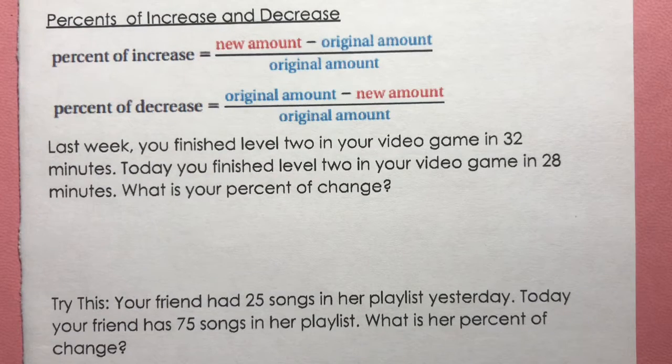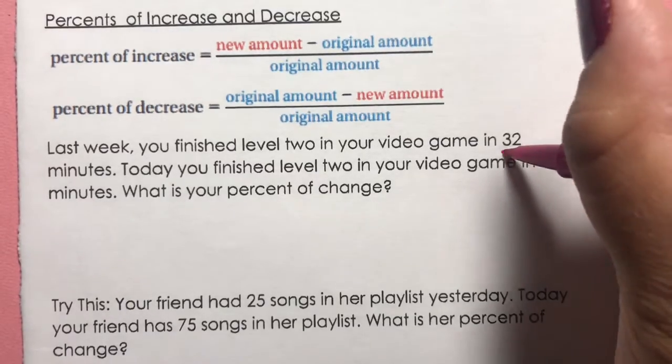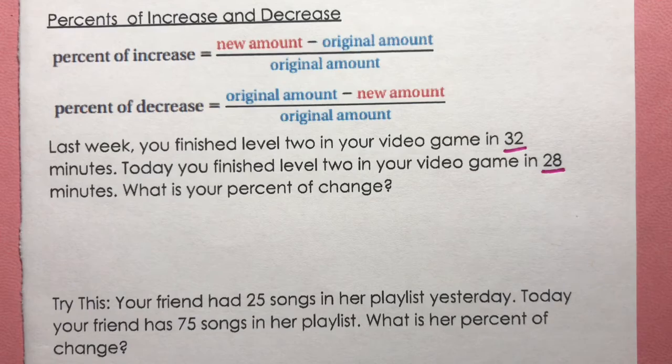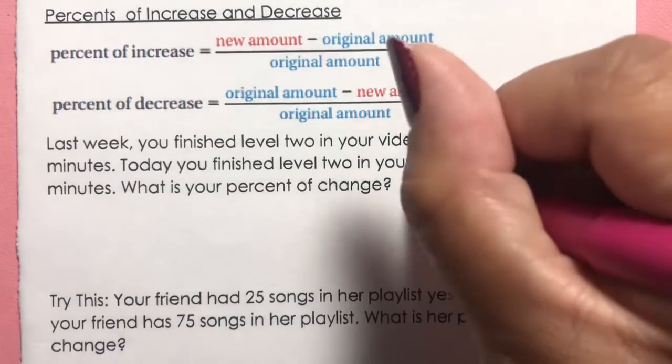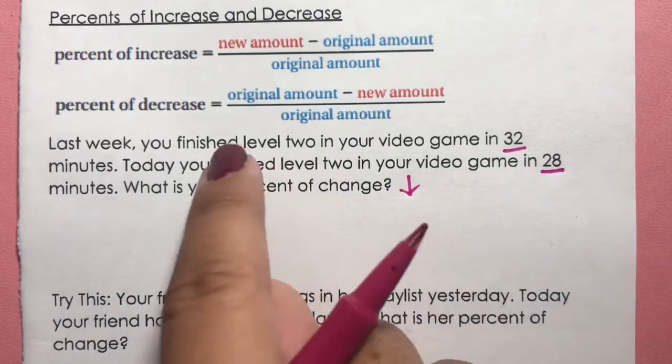Last week, you finished level 2 in your video game in 32 minutes. Today, you finished level 2 in 28 minutes. What is your percent of change? The first thing we need to think of is, was it a percent of increase or decrease? Looking at the numbers, last week you were at 32 minutes, then you went to 28 minutes. Because the number went down, you had a percent of decrease, so we need to use the formula for percent of decrease.